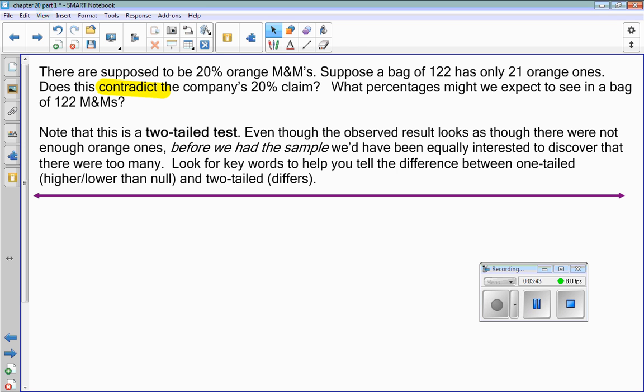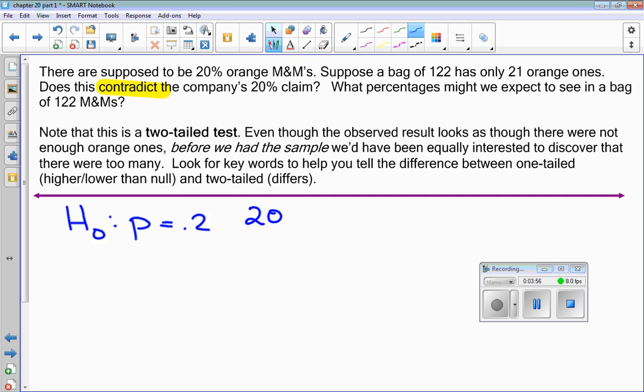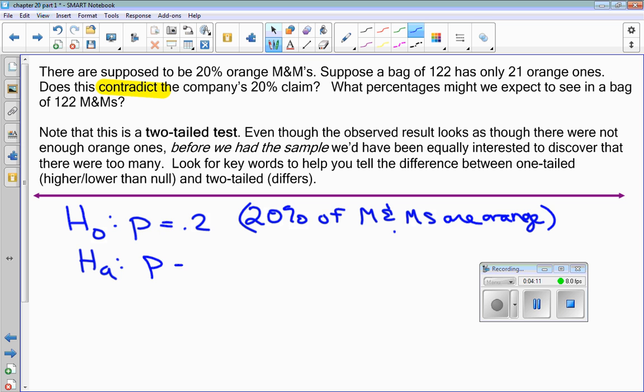Very good. That's exactly right. Okay? So in this case, let's write what our hypotheses would be. Our null hypothesis is just P equals 0.2. And in context, that would be that 20% of M&Ms are orange. And then our alternative, because we have the word contradict, we're just going to say not equal to 0.2.